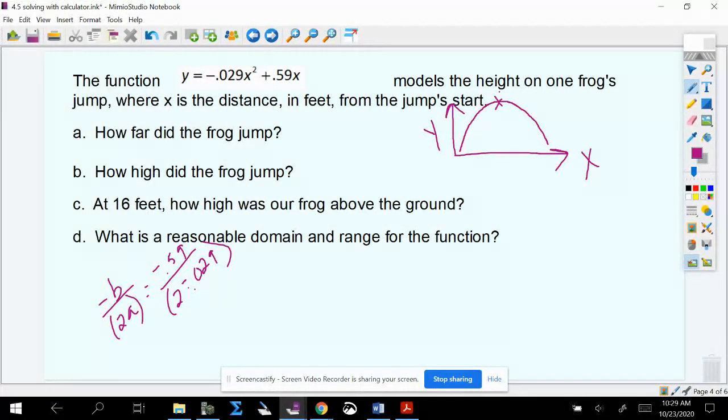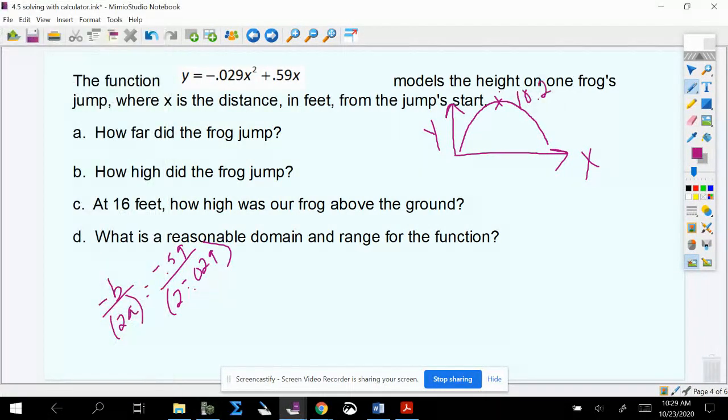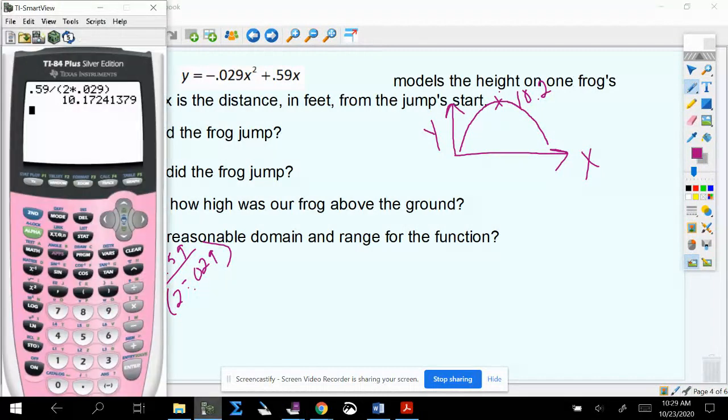So it's going to be x here at the vertex. Let me get that number back again. It's around 10.1, 10.2, so I'm just going to approximate that. I'm going to use that to figure out how I want to set up my window. I can also use that to figure out how high it jumped. So I'm going to take that number, I'll go to 10.17 just to make sure it's a little more accurate.